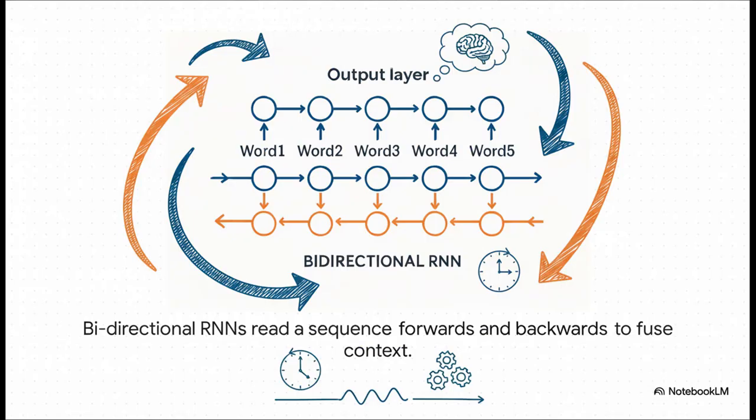But what about those sentences where the end changes the beginning? For that, we've got bidirectional RNNs. These are so cool. They literally read the sentence twice, once from start to finish, and then again from finish to start. This lets the network use context from the future to better understand the past. It's like knowing the end of a mystery novel helps you spot the clues at the beginning.